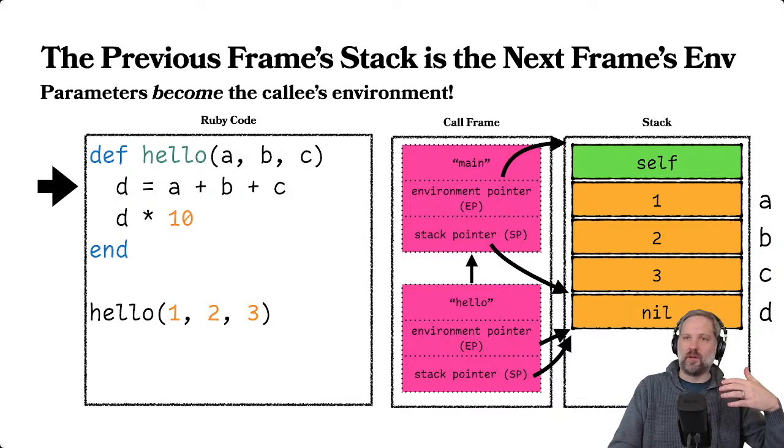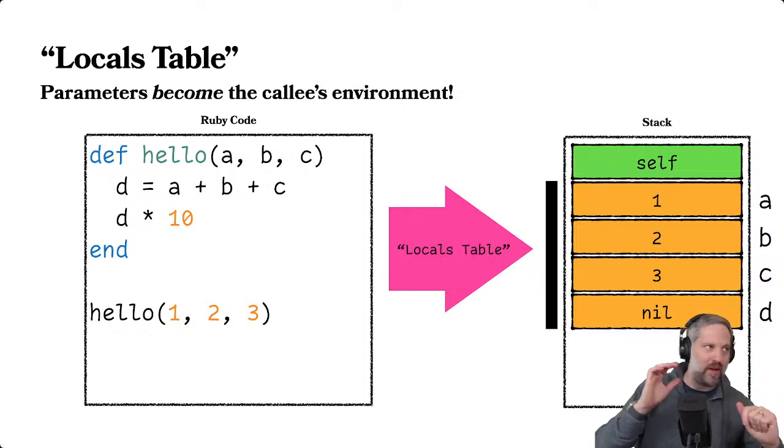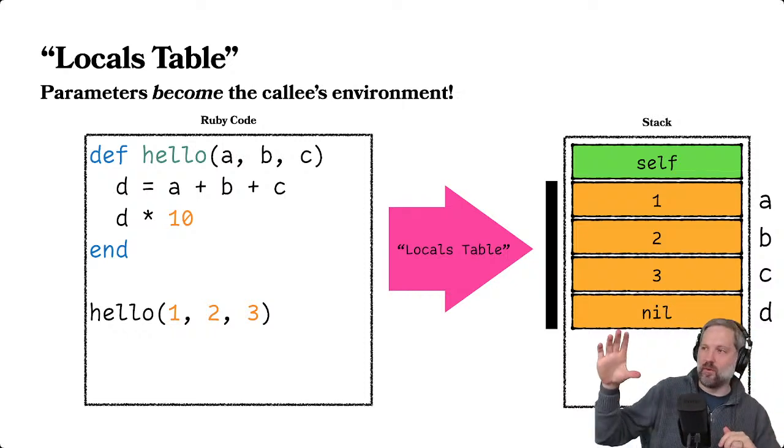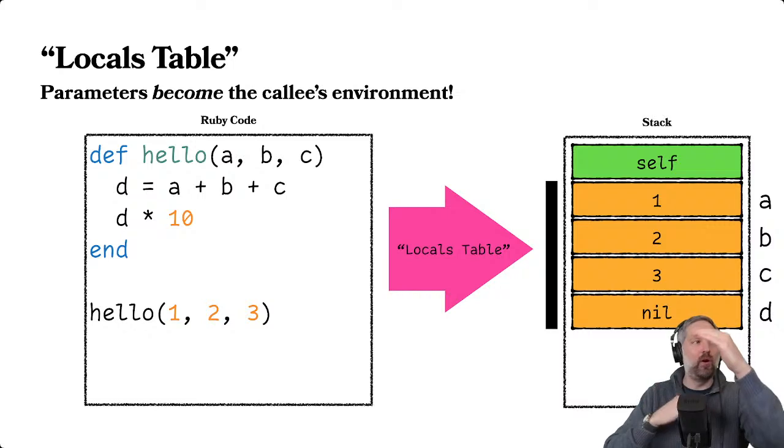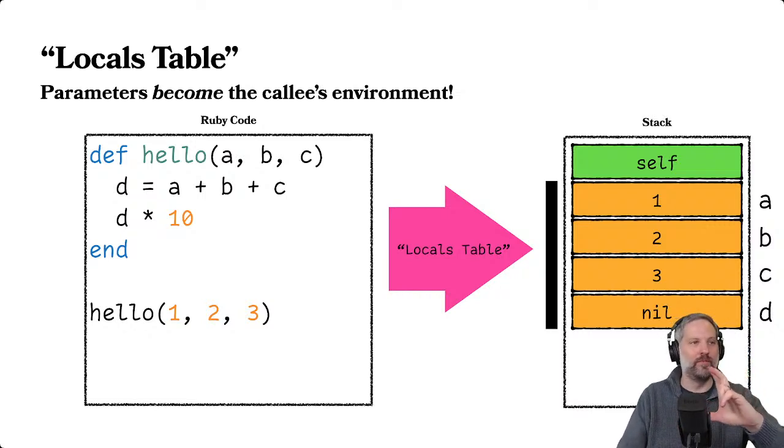So yes, great. We executed it. This space here where we have A, B, C, and D, we call that our locals table. So that's a table of locals.